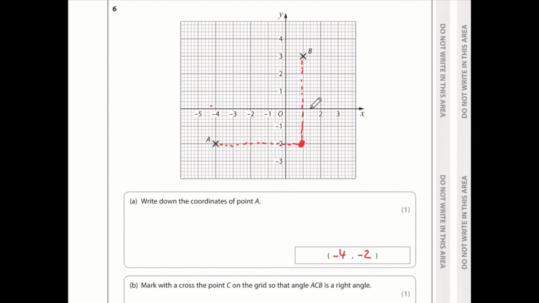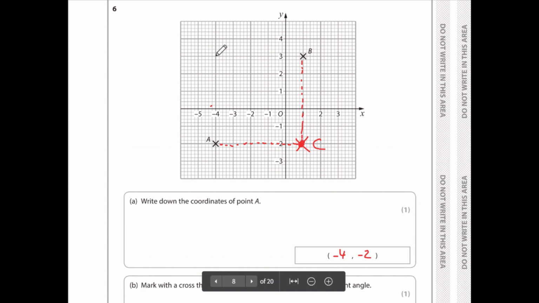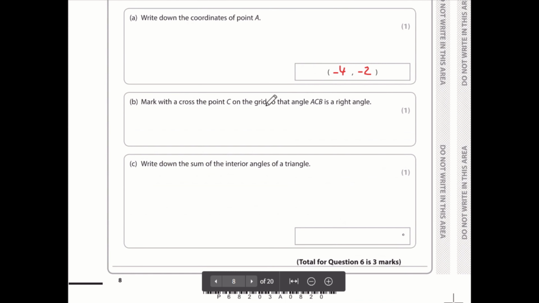And this has coordinates 1. Do I even need to write the coordinates, or just, no, it just says mark with a cross the point C. So there we go, point C. Another option is we could put point C up here as that would also work. That would be a right angled triangle too. So 2 options there.